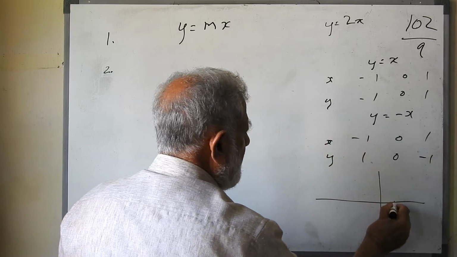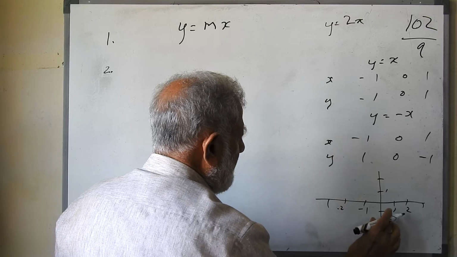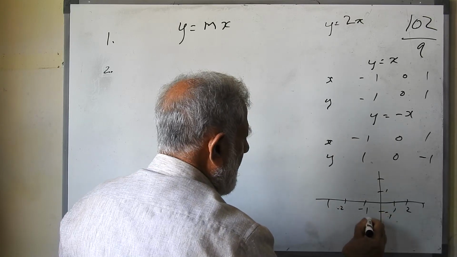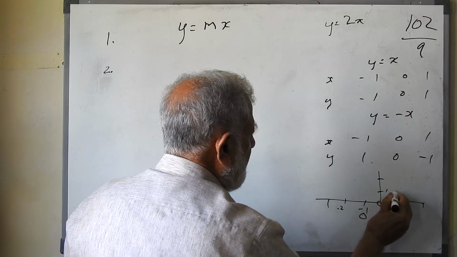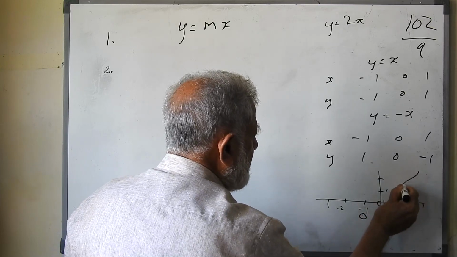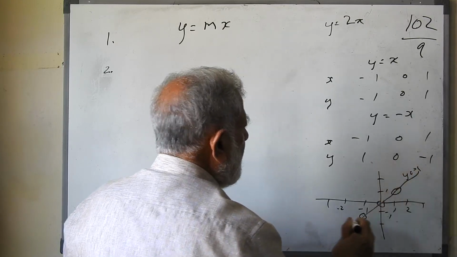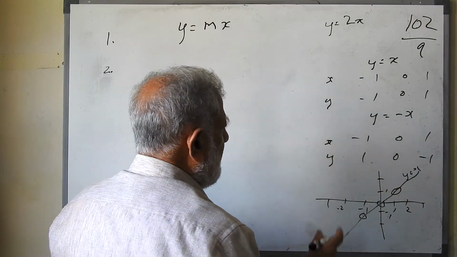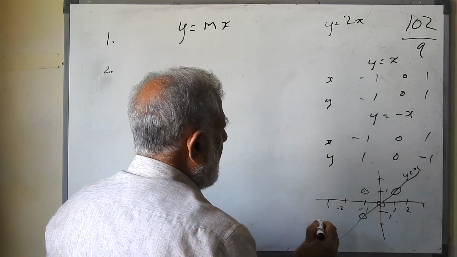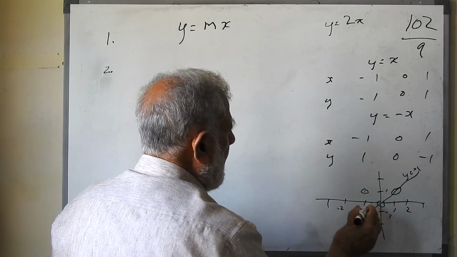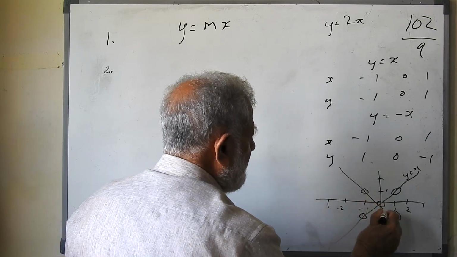Now we take the values like this. For the first one, minus 1, minus 1, so minus 1 will be here. 0, 0 and 1, 1. So this graph will come like this: y is equal to x. Then if you draw the graph y equal to minus x, it will be minus 1, 1 here, and 0, 0 here, and 1, minus 1 here. So this graph will come like this.